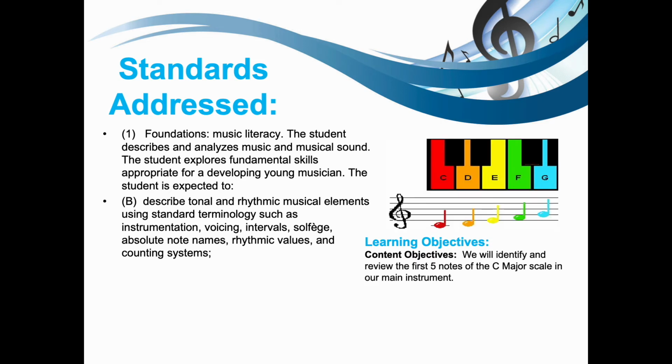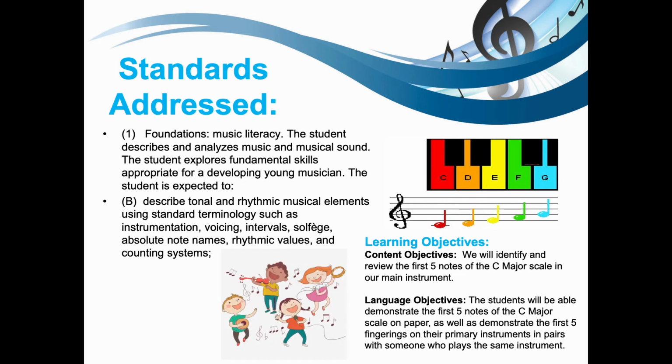For this lesson, these are the learning objectives. The content objectives consist of the students identifying the first 5 notes of the C major scale on the student's primary instruments. And for the language objectives, the students will show me on paper the first 5 notes of the C major scale, and will justify their answers on the same paper and how they found their answer. The students will also be put in pairs with someone who plays the same instrument, and they will demonstrate the fingerings of the first 5 notes to one another.